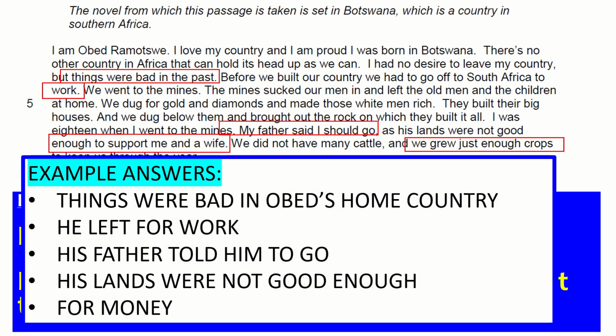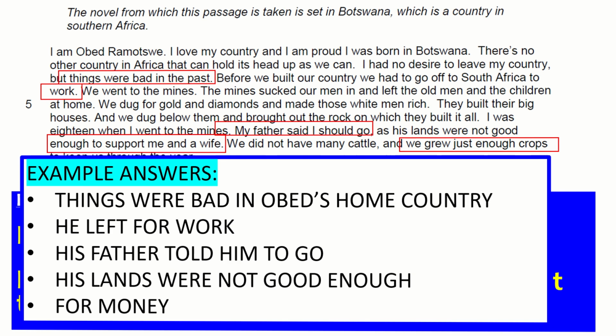Okay, so then you would just turn it to 5 bullet points. I would start each sentence with the name of the person or he. So he left for work. Obed's father said he should go. Obviously, if it's about a girl, she, and then the character's name.